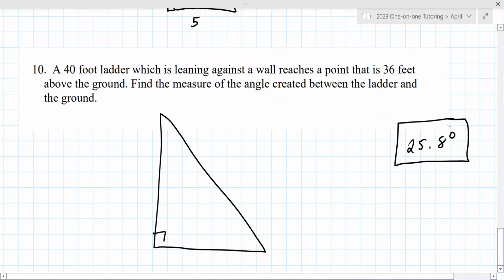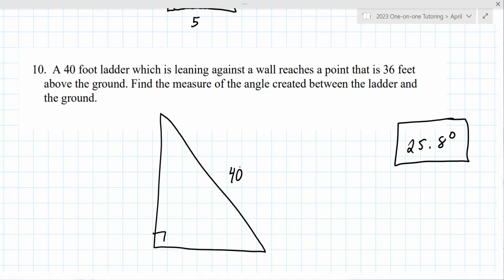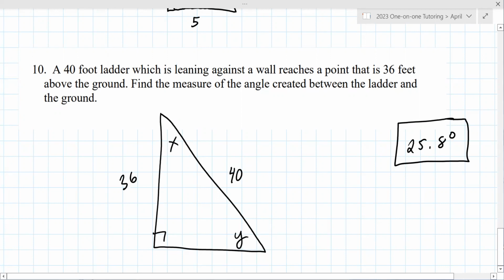Does that pass the reasonableness test here? Does that seem reasonable based on what you know about angles? Okay, that's good. The angle between the ladder and the ground. Okay, are they asking for x or y in this problem? They are asking for y. So y. Did you use sine, cosine, or tangent?